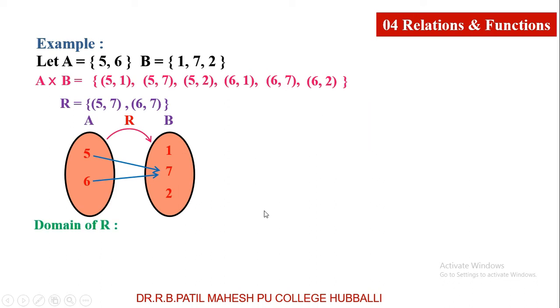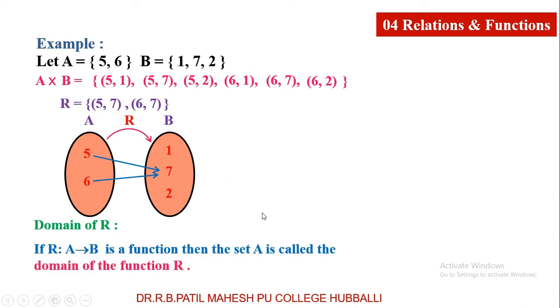Listen and see the screen. Domain of this relation R. If R from A to B is a function, and definitely this R is already a function, then the set A is called the domain of this function R. Dear students, this is already a function. Therefore, this entire set A, that is nothing but 5, 6, is called the domain of this function R.